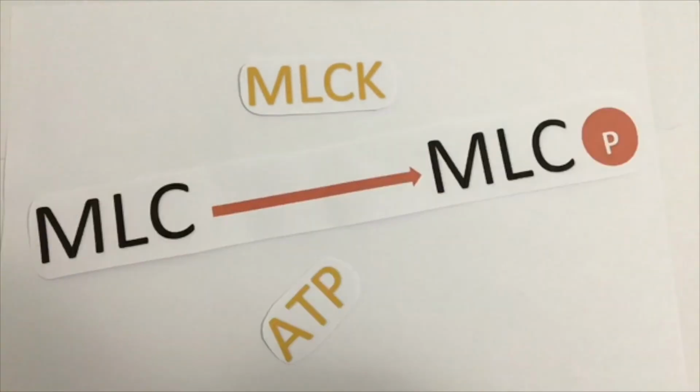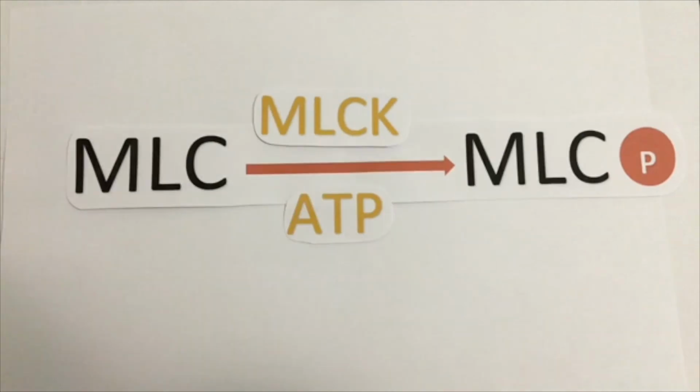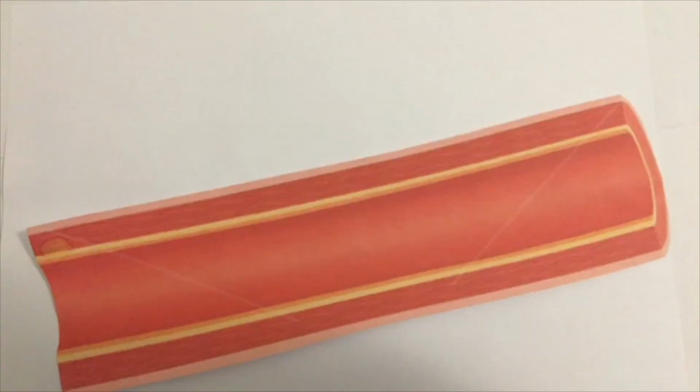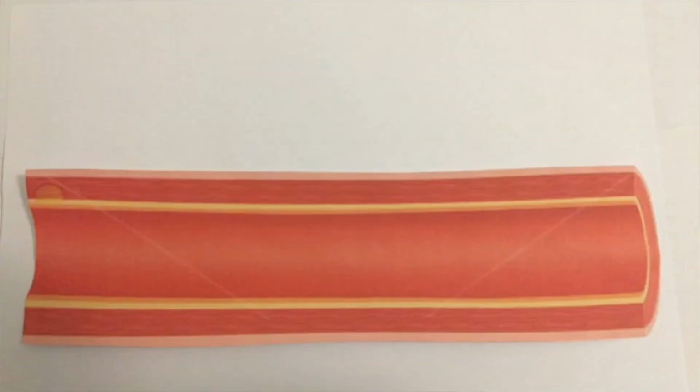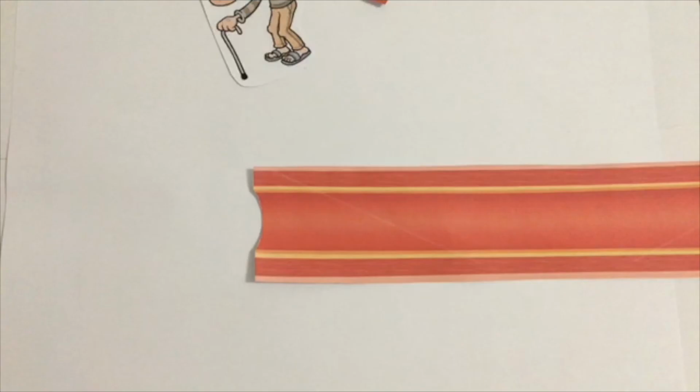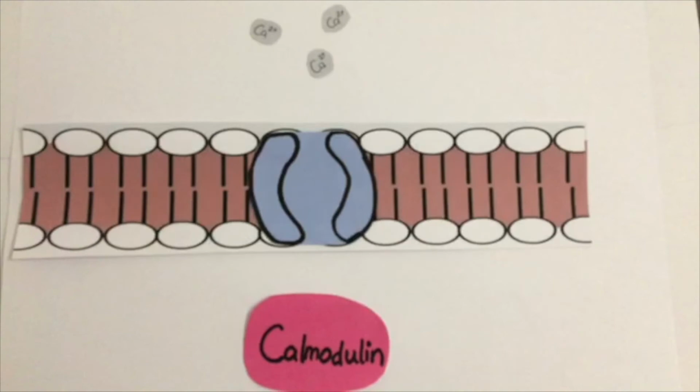Activated MLCK catalyzes the phosphorylation of MLC, short for myosin light chains, in the presence of ATP. MLC phosphorylation leads to cross-bridge formation between the myosin head and actin filament, and hence smooth muscle contraction, reducing the diameter of blood vessels and increasing blood pressure. However, if we rewind, this is when nifedipine comes in.